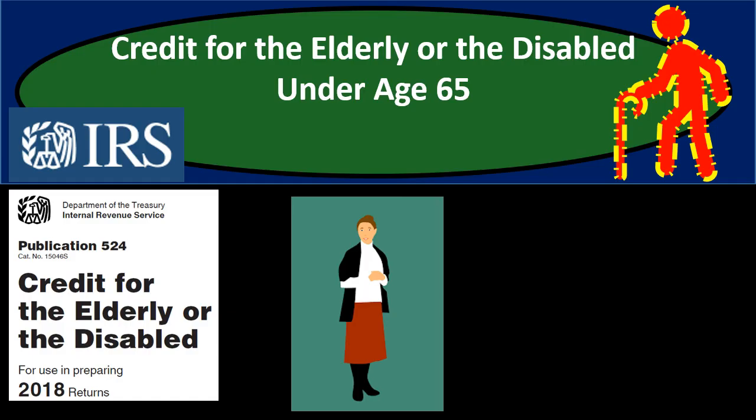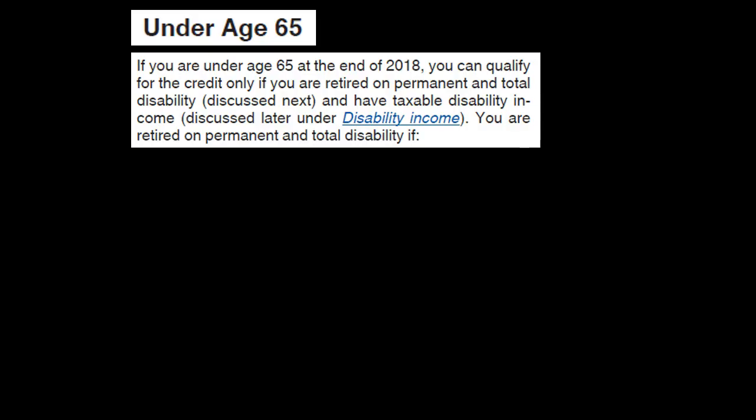In this presentation, we will discuss a taxpayer under the age of 65 with regard to the credit for elderly or the disabled. We can find this information in Publication 524. Under age 65. If you are under age 65 at the end of 2018, you can qualify for the credit only if you are retired on permanent and total disability, discussed next, and have taxable disability income, discussed later under disability income. You are retired on permanent and total disability if.